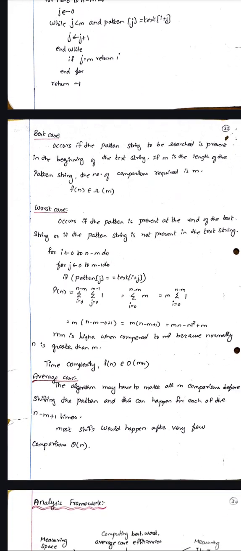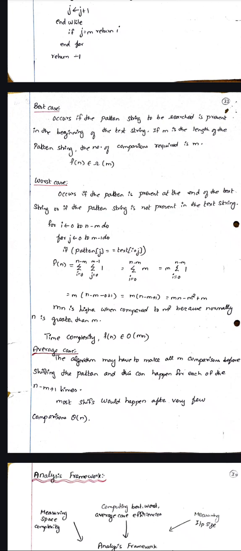The best case will be when the pattern string is present at the beginning of the text string. If m is the length of the pattern string, then the number of comparisons required is m. So omega of m. The worst case occurs if the pattern is present at the end of the string, which is n minus m. That is mn minus m squared plus n, which gives you big O of mn.